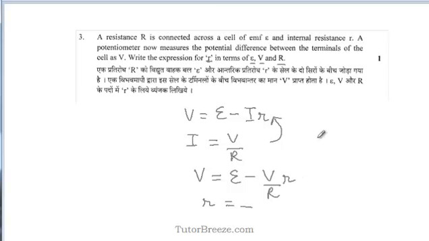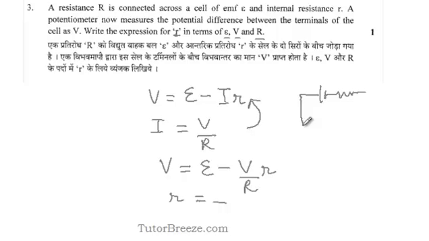Now let's just take a look at this step once again. You had a cell of EMF E and internal resistance small r connected to an external resistance capital R. So this is small r, this is capital R, and this is the EMF E. And V is the terminal potential difference, which means that is the potential difference between these 2 points, A and B.